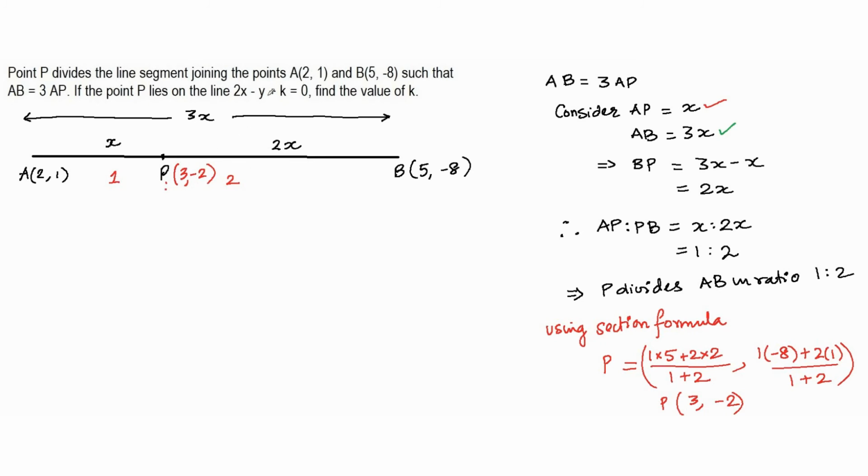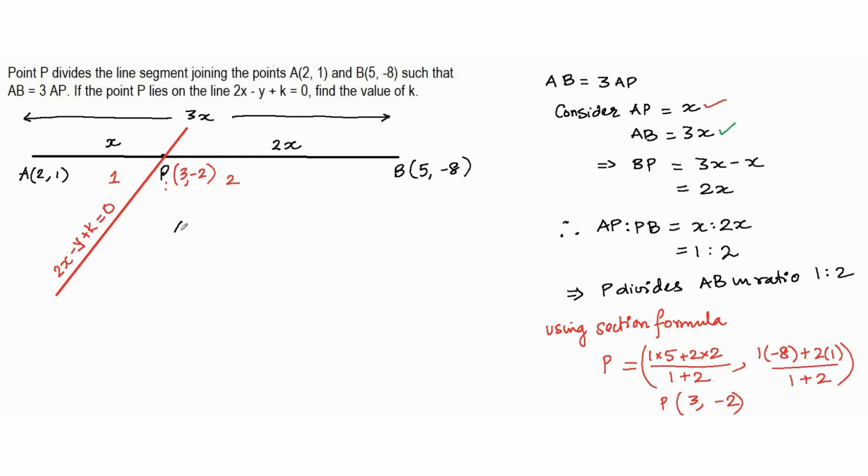Now I have found the coordinate of P. It is also given that P lies on the line. So there is a line which passes through P. So P lies on the line 2x minus y plus k equals 0.